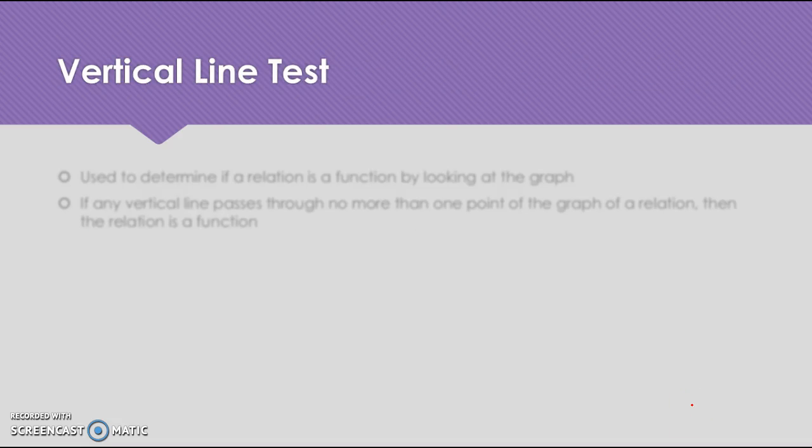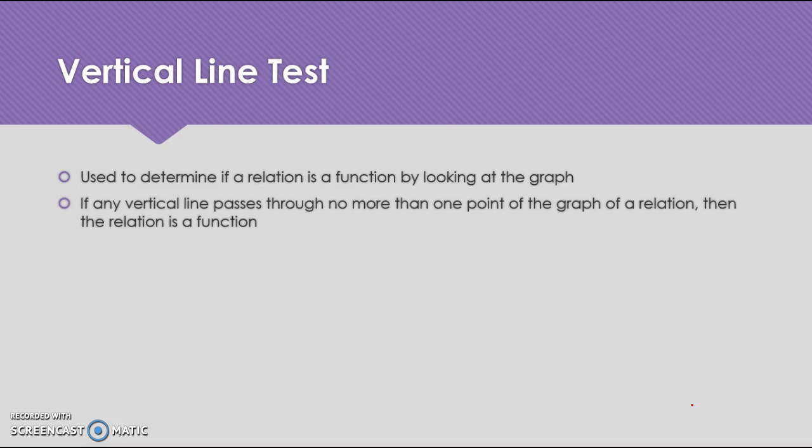Another way of determining if something is a function or not is by looking at a vertical line test. You use this whenever you have a graph. So if you're given a graph and not the ordered pairs or the mapping or the table, you're going to use the vertical line test. It's really easy. You've probably heard of it before. It's just that if any vertical line passes through no more than one point of the graph of a relation, then the relation is a function.